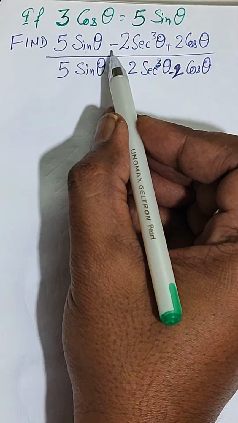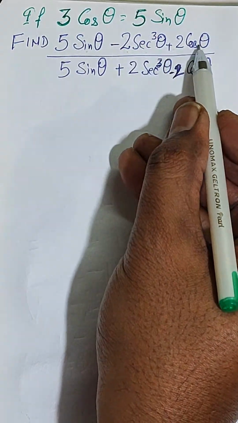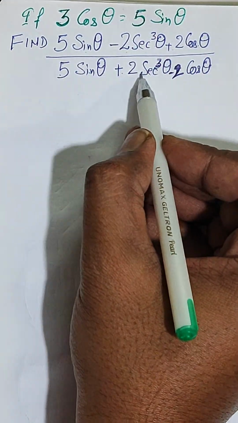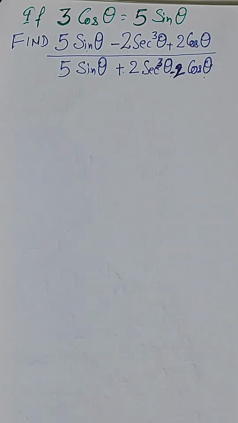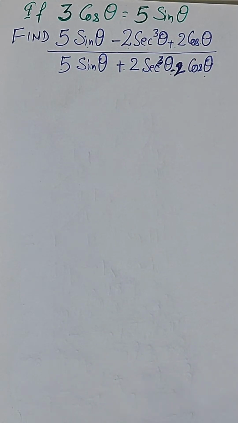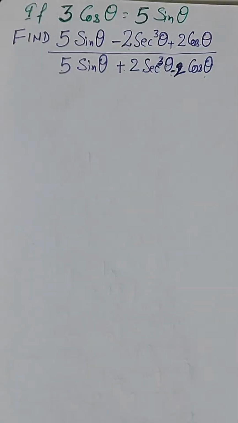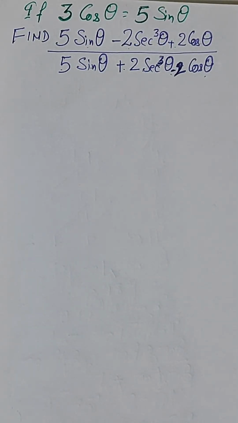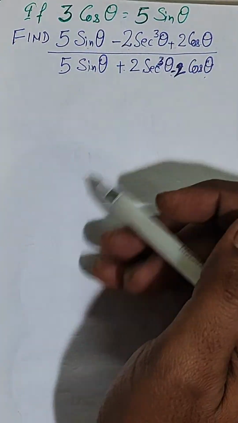That means (5 sin theta minus 2 sec cube theta plus 2 cos theta) divided by (5 sin theta plus 2 sec cube theta minus 2 cos theta), right? To solve such a question, students, you just recall there are multiple methods to solve this question, okay? First of all, you need to remember a few of the identities, okay?